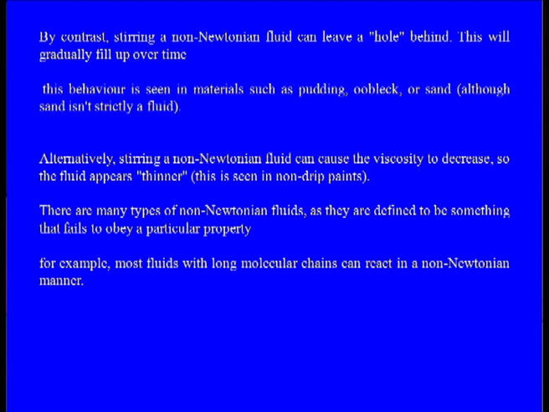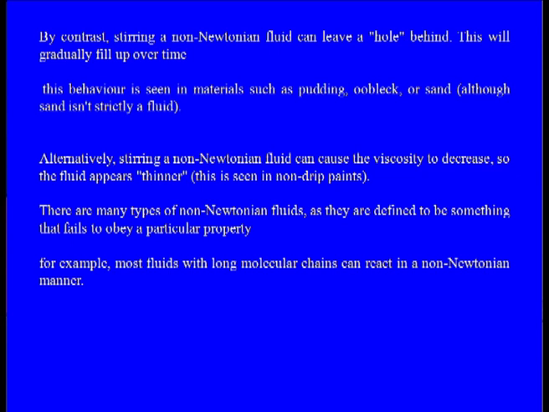By contrast, stirring a non-Newtonian fluid can leave a hole behind. This will gradually fill up over time. This behavior is seen in materials such as pudding, oobleck or sand, although sand is not strictly a fluid. Alternatively, stirring a non-Newtonian fluid can cause the viscosity to decrease, so the fluid appears thinner. This is seen in non-drip paints.